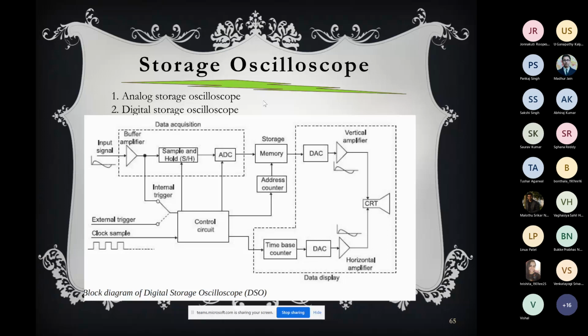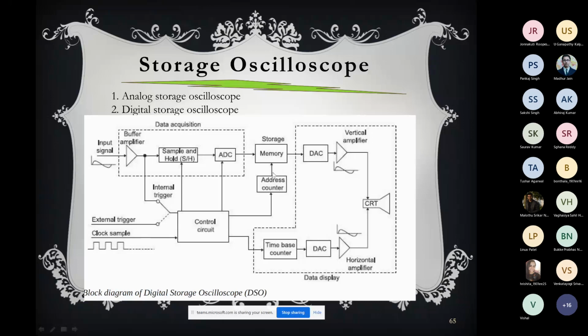Okay. Now, if you come to this, there is another control circuit. What is that? You see, we are giving a clock sample, and we have the external trigger and internal trigger. Suppose our signal is at internal trigger, and we are giving a clock sample. When the clock rises, here is an address counter. In the memory you have to have an address, so in that address it will be stored.